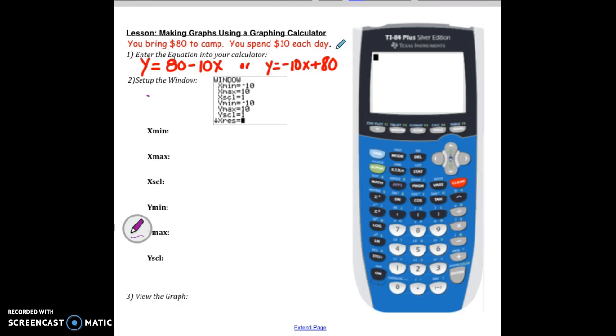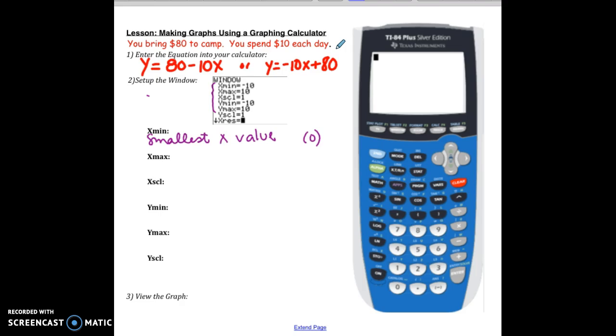So when you set up the window, you need to figure out what's going to make sense here. So x min means the smallest x value. In this scenario, you have to think about, okay, x means your number of days. What's the smallest number of days that you're going to spend money? In this case, it's probably going to be 0. So I'm going to keep that in mind just for this scenario. It's not always going to be 0.